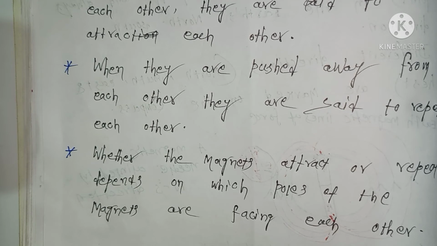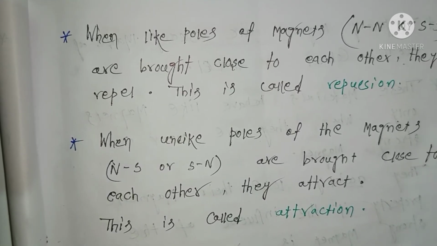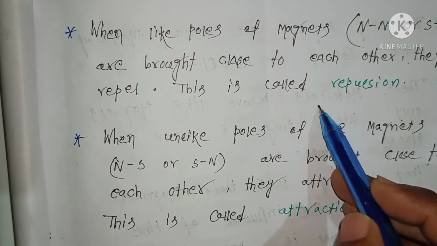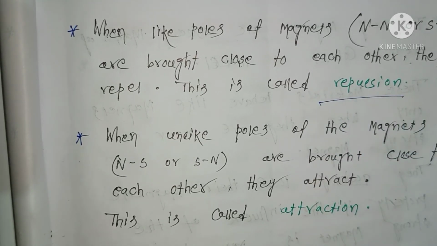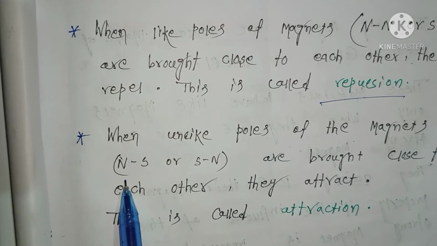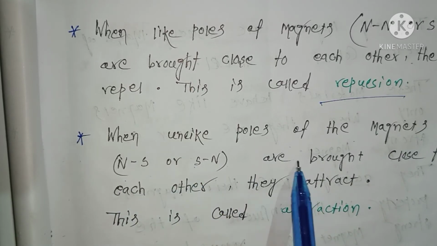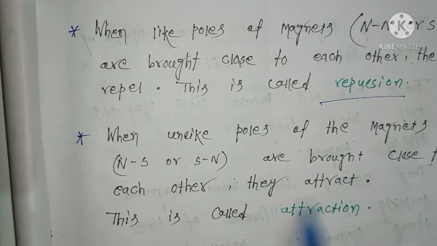This is very important. When like poles of magnets, like north and north or south and south, are brought close to each other, they repel. This is called repulsion. And when unlike poles of the magnets, like north and south, are brought close to each other, they attract. This is called attraction.